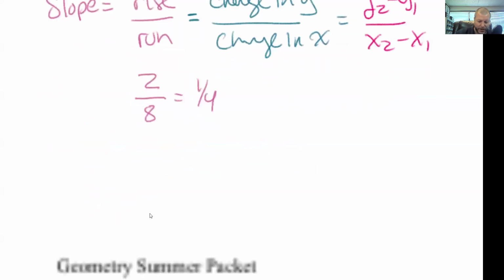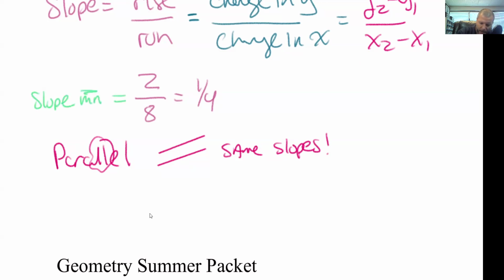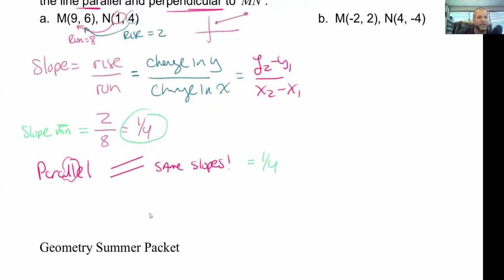All right, so parallel lines are easy. If two lines are parallel to one another, just like those L's in parallel, they never touch because the slopes are the same. So if the slope of line MN was 1/4, our parallel line is also going to be 1/4.